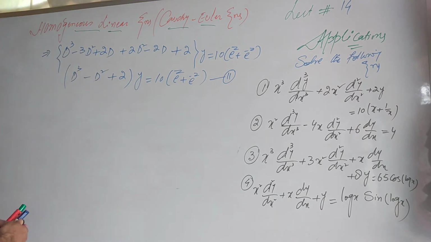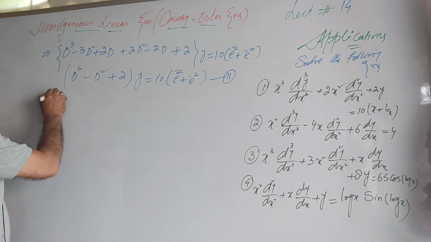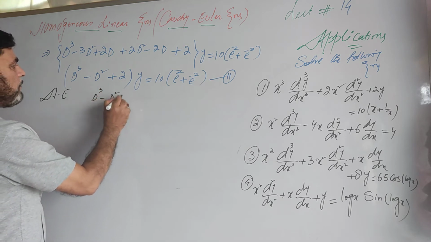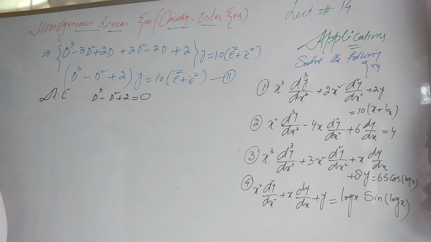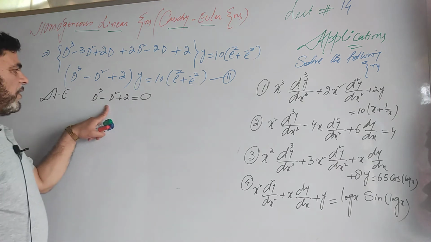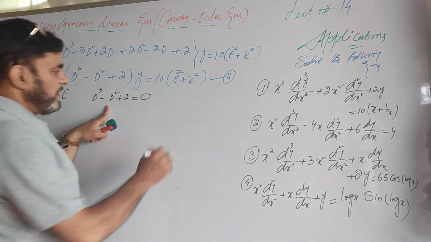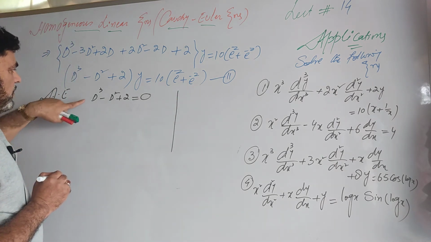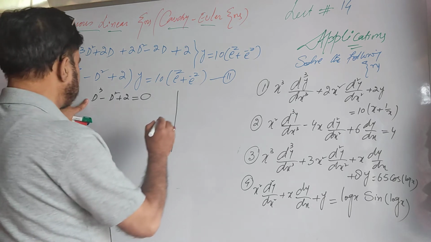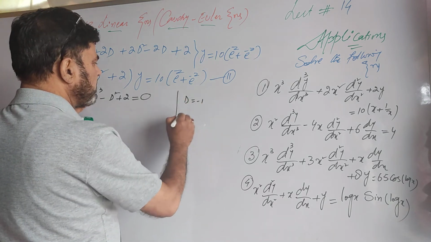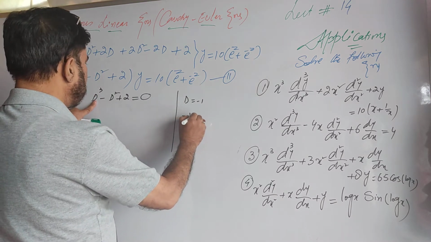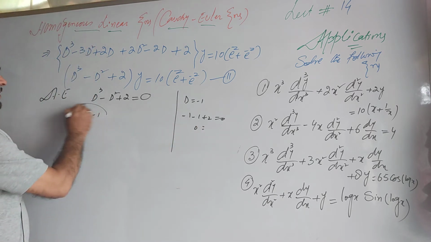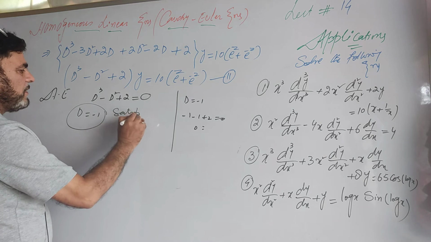Well, you have here as usual the auxiliary equation. It is D cube minus D square plus 2 is equal to 0. It is a cubic. You can solve it by inspection. What is the inspection here? If I put D is equal to minus 1, yes, D equal to minus 1 satisfies: minus 1 minus 1 plus 2 is equal to 0. D is equal to minus 1 satisfies the equation.